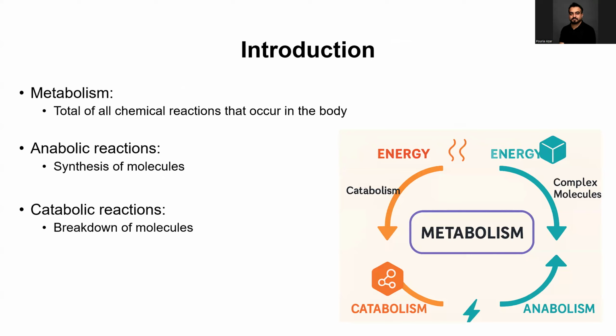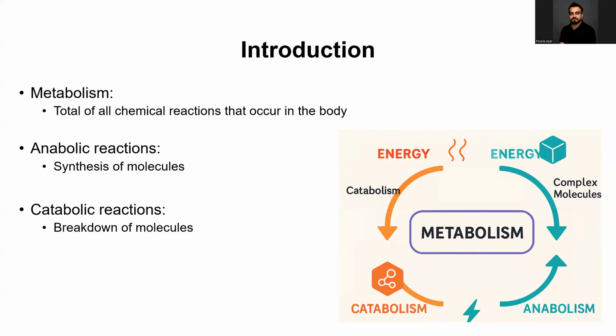First, we have to define these terms in order to talk about energy systems. So when we say metabolism, it consists of all of the chemical reactions that occur in the body. And metabolism can be anabolic reactions or catabolic reactions. And when we say anabolic reactions, it means a synthesis of molecules, like adding and combining two small molecules and create one big molecule. That's an anabolic reaction.